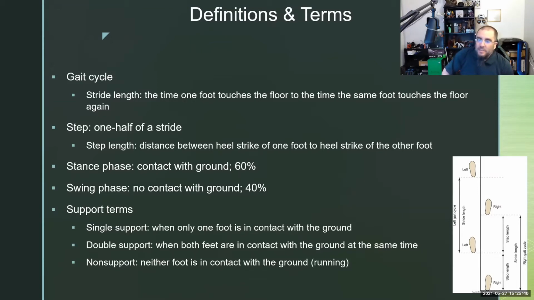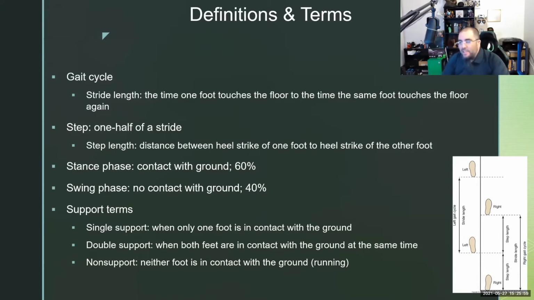Stance phase is when feet are in contact with the ground, whether it's one foot or two feet. Stance phase is 60% of your gait cycle, versus swing phase, which means something's not in contact with the ground. That's about 40%.